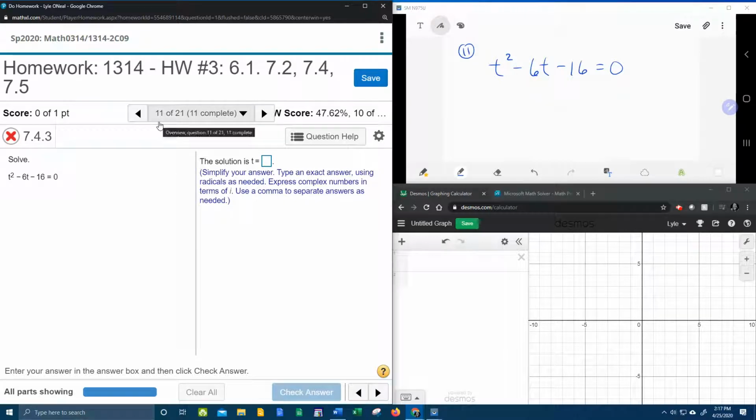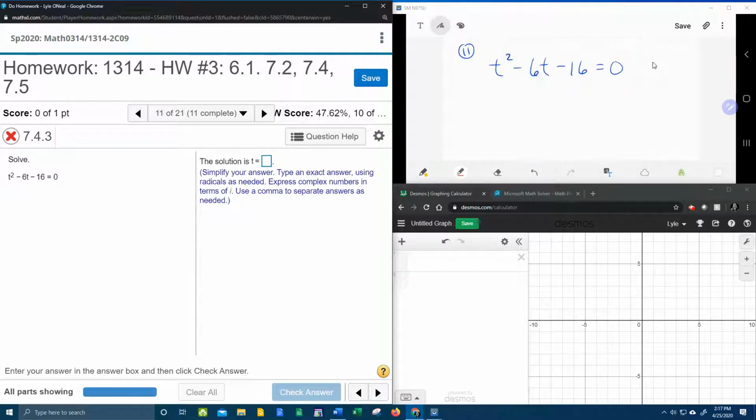All right, so this time we have question number 11 in our college algebra homework number 3 in MyLab Math. The instructions say solve. It just says solve. It doesn't tell us how. It just says solve this equation. And so I've got this written down up here on my screen. Let's talk about this a bit.